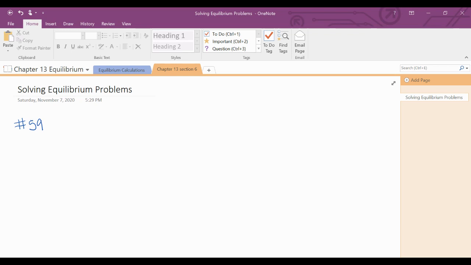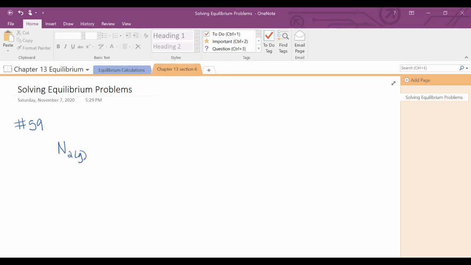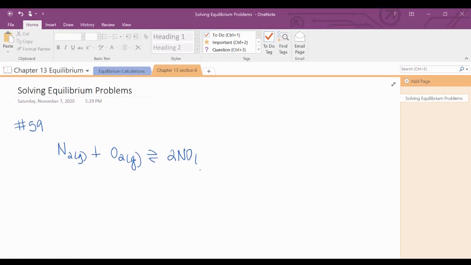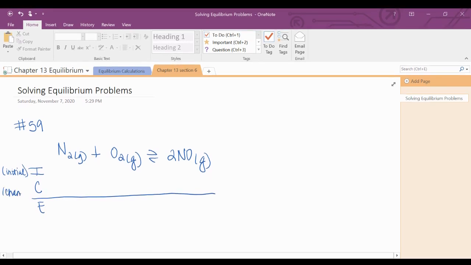So the first thing I'm going to do is I'm going to rewrite the equation from number 59. And we're going to make a table similar to what you would have looked at in your modeling equilibrium. The letters we're going to use here are ICE. So here the I stands for initial. The C stands for change. And the E stands for equilibrium.